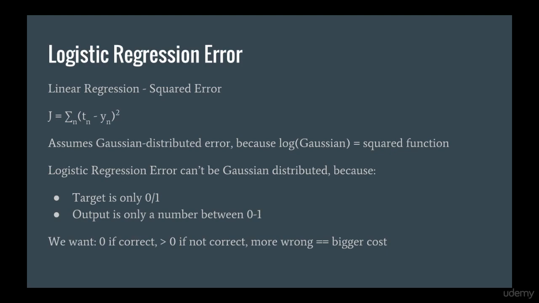What do we want out of an error function? Basically, we want it to be 0 when there's no error, and we want it to get larger the more incorrect we are. Let's look at the cross-entropy error function and see how it accomplishes that.